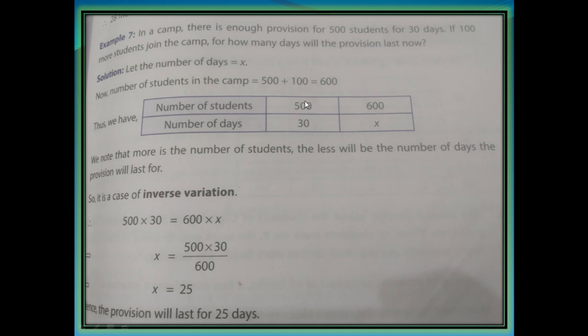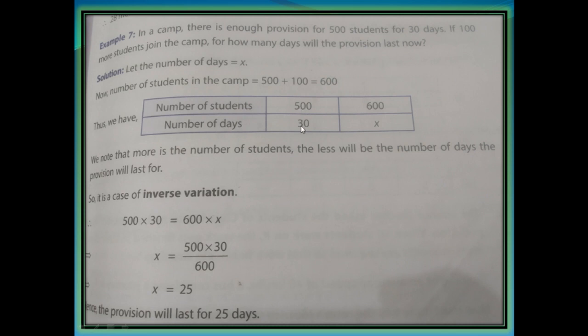You will write here 500 students and the number of days is 30. Then here it is 600. Remember, 600 is equal to 500 plus this 100. You have to find the value of x, the number of days. We have supposed that the provision will last for x days. It is inverse variation. Why? Because if the number of students increases, definitely the provision will last for fewer days.